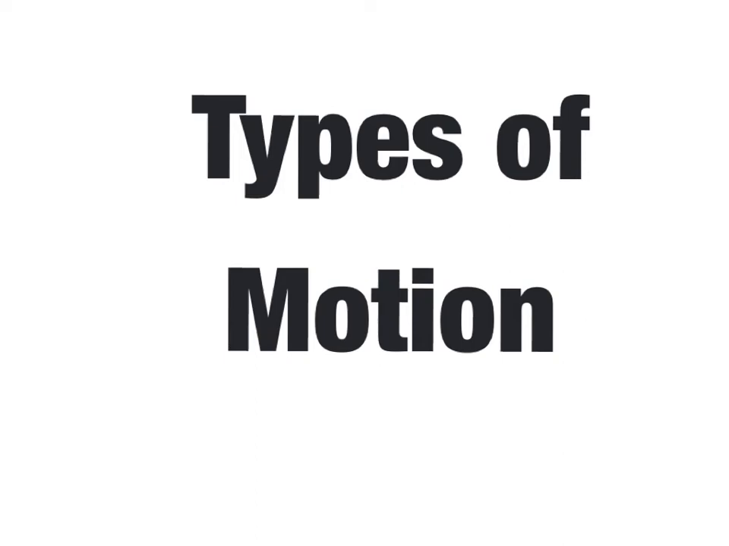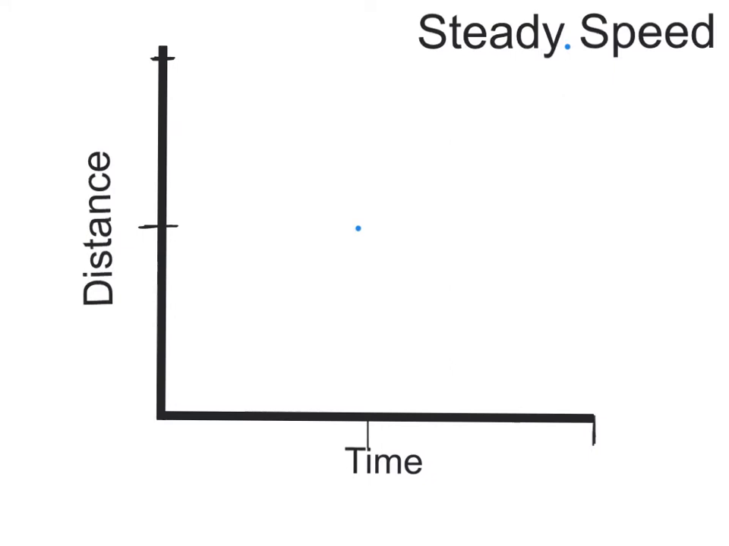All right, what we're going to look at are the types of motion, and we're going to specifically look at 6 basic types and what they would look like on a distance and time graph. With this first graph, we're going to look at steady speed. So a couple things that I want you to make note of. On the y-axis, we're going to represent distance, and on the x-axis, we have time.